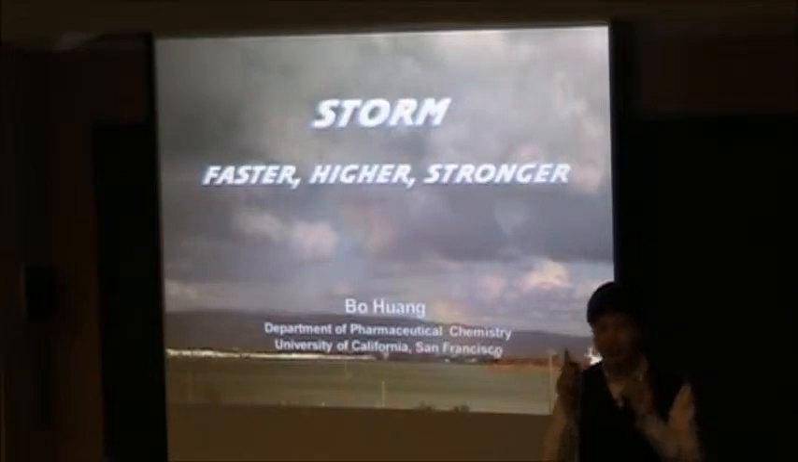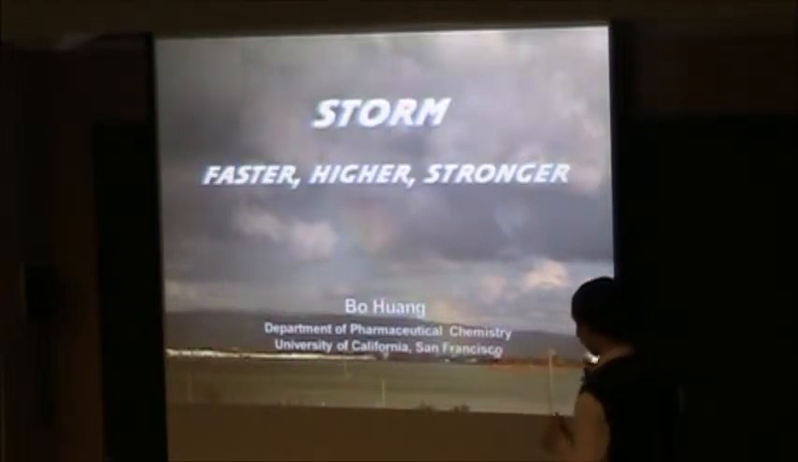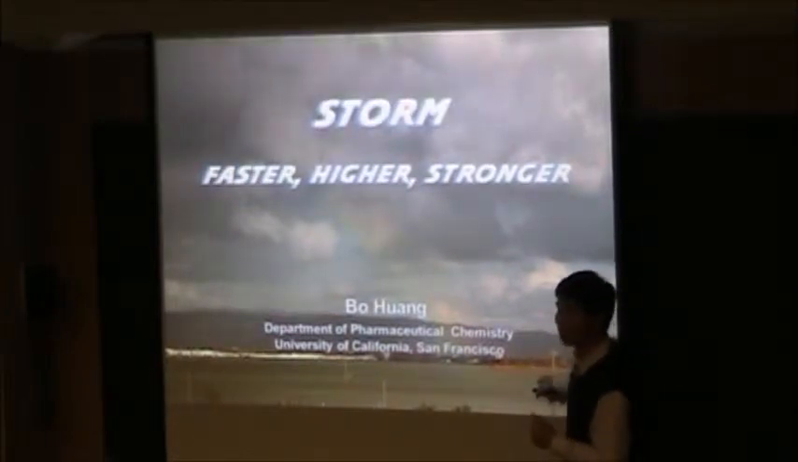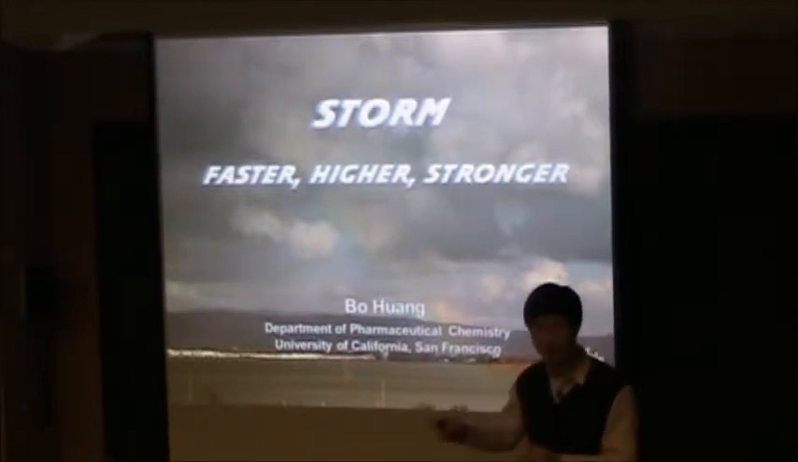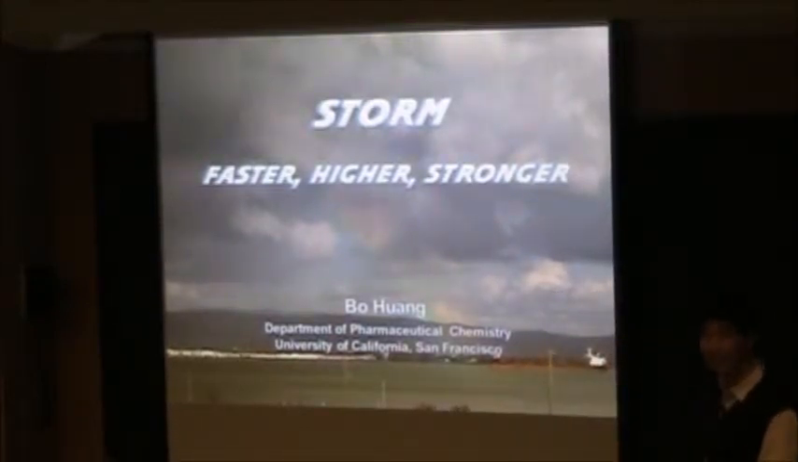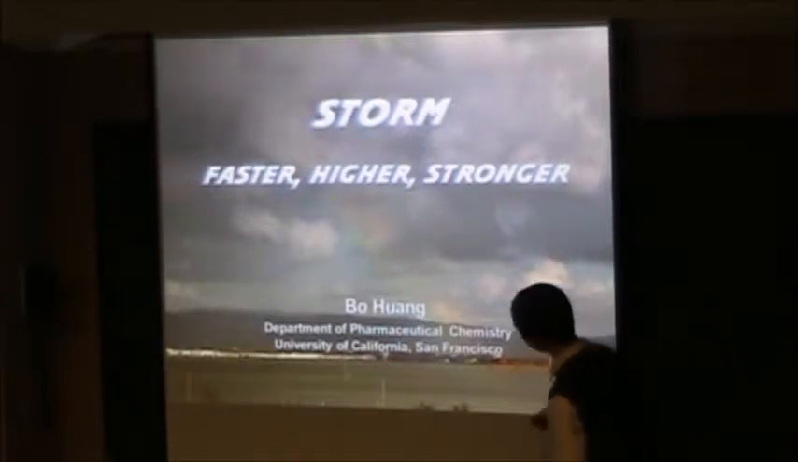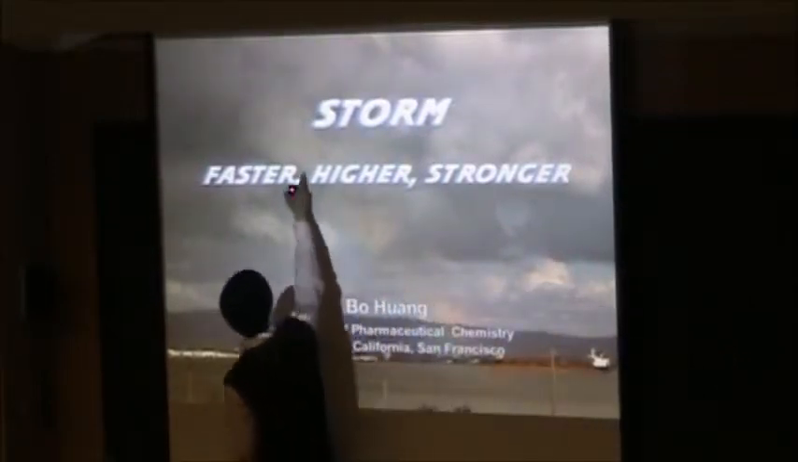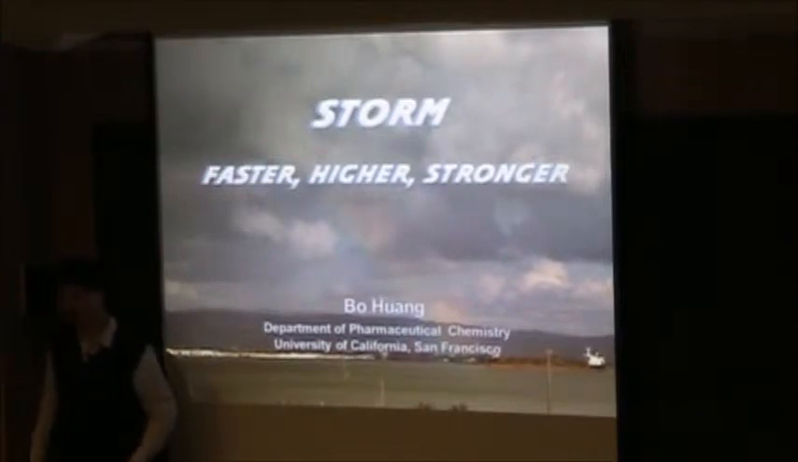Okay, here, just to make everyone jealous. This is seawater, San Francisco Bay, and it's the view from the window of my office last week. And you see here, this is what you get after a storm.